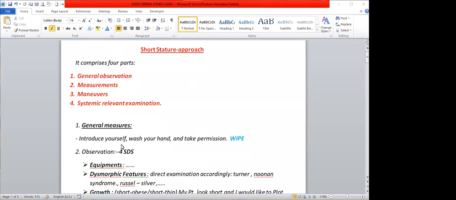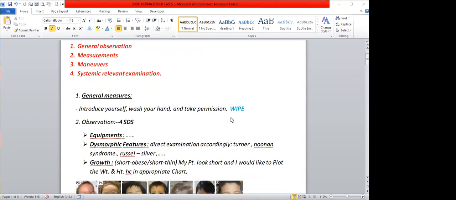Now, general observation we need to start after introducing, taking permission and washing the hands. As a general rule, we use the nomenclature WIPE: hand washing, introduction, permission, then exposure. Exposure here is sometimes a little difficult in an older age group of children, but as much as possible to see the findings, we can even take the permission of the examiner.